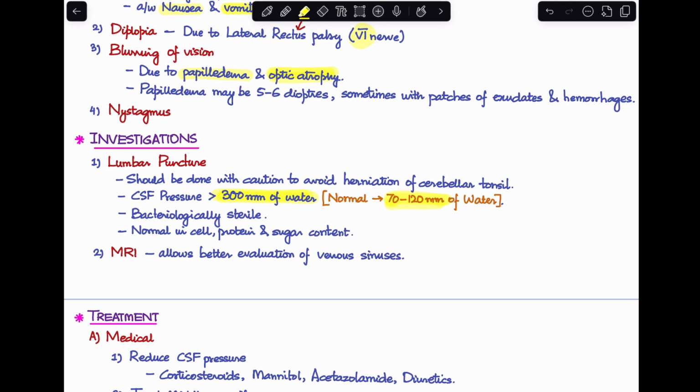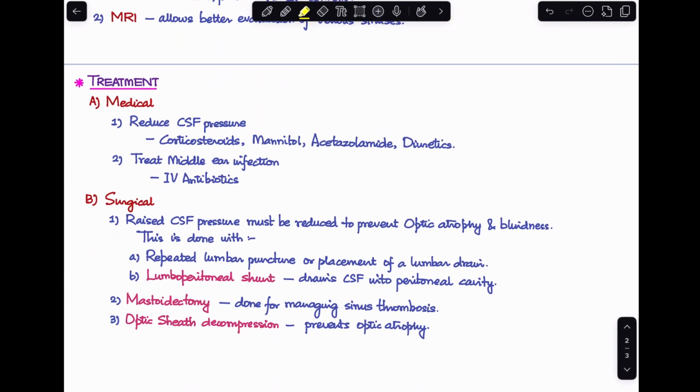Last of all, let's talk about how will we treat this disease. So, the treatment of this disease can be divided into two parts: medical and surgical treatment. First, let's talk about medical treatment. There are two aspects that we need to think about here. First of all, we know that the core pathology over here is raised intracranial tension. That means it has a raised CSF pressure. So, what do we need to do? We need to reduce this CSF pressure. So, what are some drugs that are used in this case? They are corticosteroids, mannitol, acetazolamide, diuretics, etc.